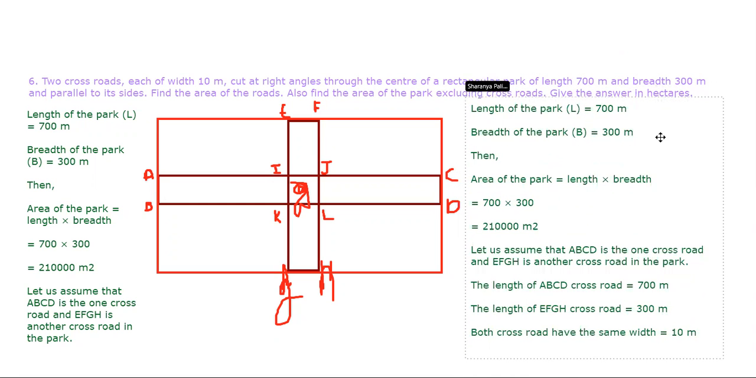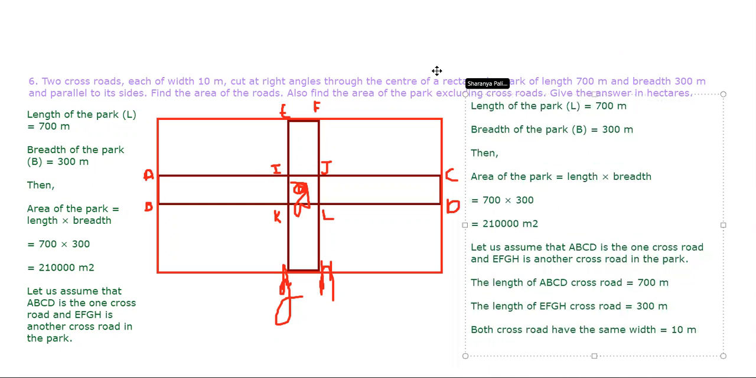Okay, it fits finally. So now we know that the length of the park is 700 meters and the breadth of the park is 300 meters. Why is this so? Because the length of the park is given, the breadth of the park is given, and the area of the park is also given.